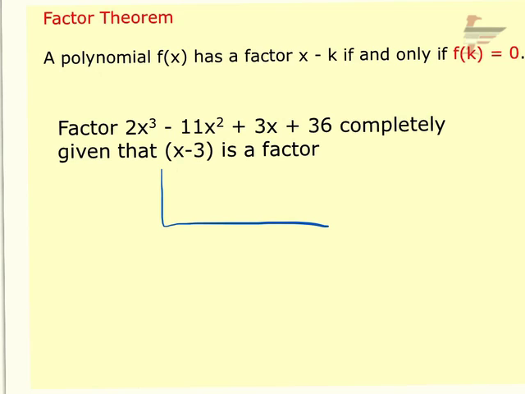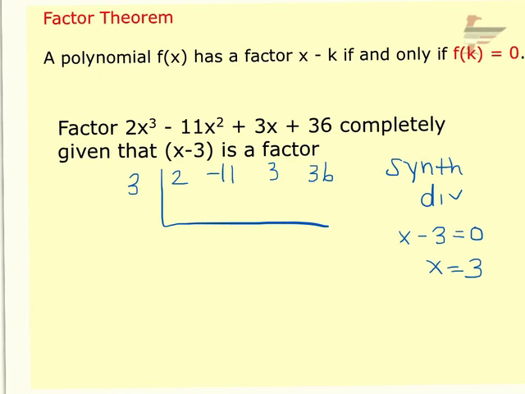You take the coefficients, and you're familiar with synthetic division, so that's your first step: to do synthetic division. So I'm going to take 2x cubed minus 11x squared plus 3x plus 36, and I'm dividing by x minus 3, so remember you set that equal to 0, so I'm really going to divide by 3 out front. Okay, so carry down, multiply, add, add, and multiply, and of course I get a 0 remainder, and I should because I was told that it is a factor up here.